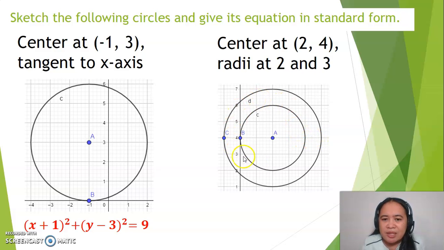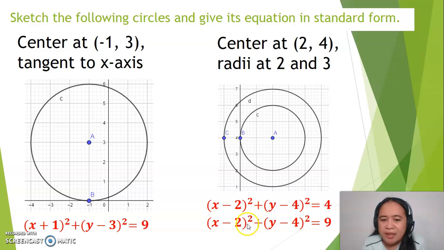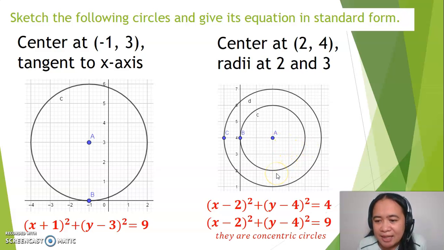So take note, there are two circles here. There are two circles with a common center. The equation of the first would be (x − 2)² + (y − 4)² = 4. The other one would be (x − 2)² + (y − 4)² = 9. And these two circles are considered concentric circles because they are two circles with the same center.